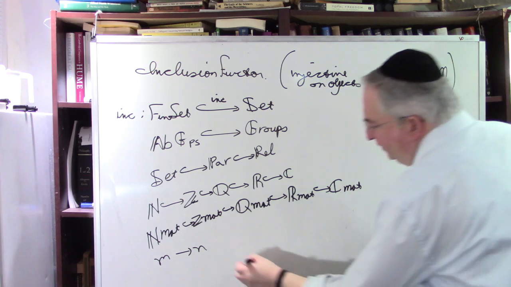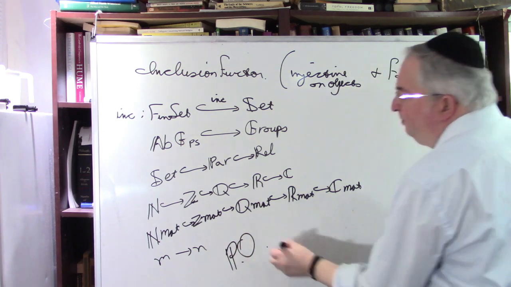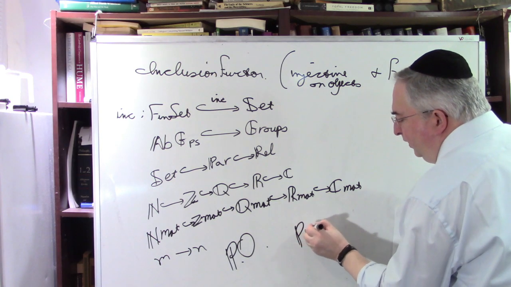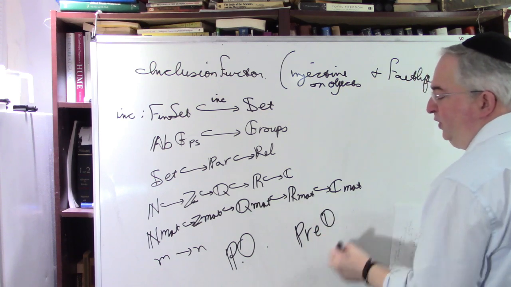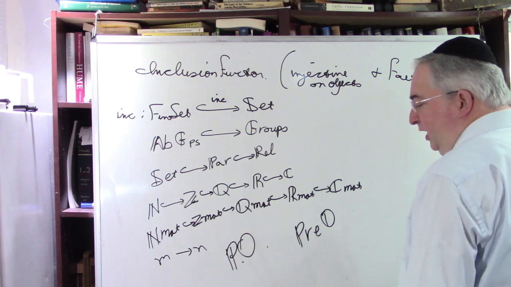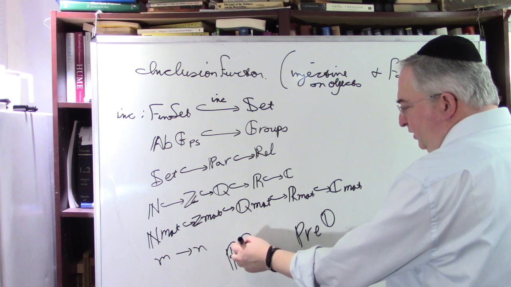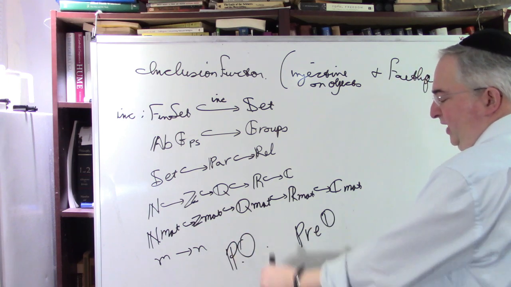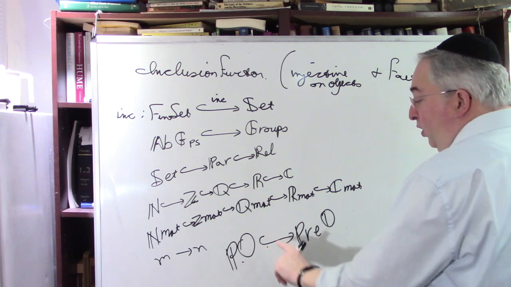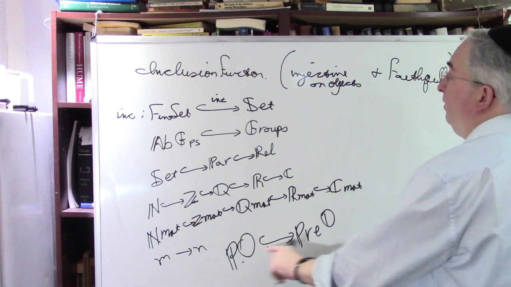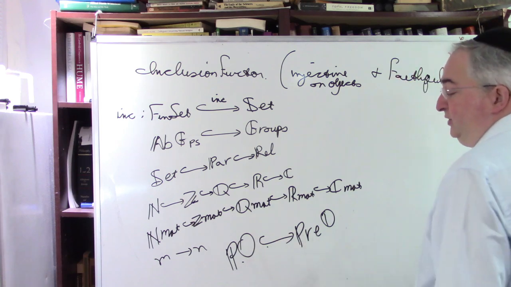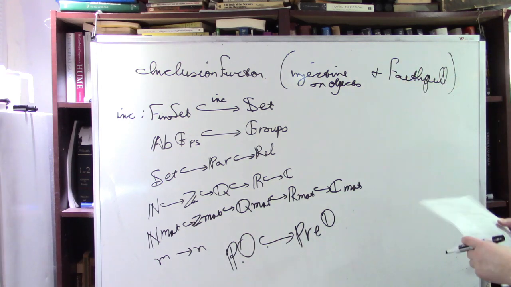Okay, let's remember what these are. PO stands for partial orders. PRE stands for pre-orders. So the objects here are partial orders, the objects here are pre-orders. This satisfies an extra requirement, anti-symmetry. There's an inclusion from here to here, but notice all the morphisms are order-preserving morphisms, and so this is a faithful inclusion.